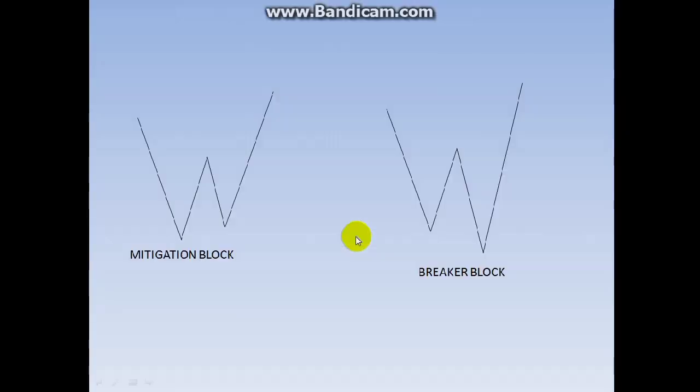Now that brings us to the difference between a mitigation block and a breaker block. A mitigation block comes by way of a failure swing, so there is no run on liquidity. For the breaker block, there has to be a run on liquidity, some old low taken out, and a shift in market structure. So that is a breaker block, and this is a mitigation block.